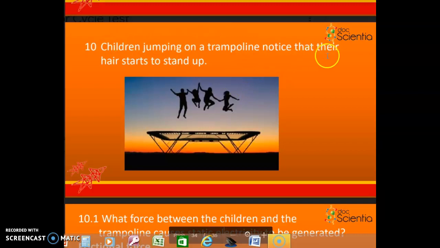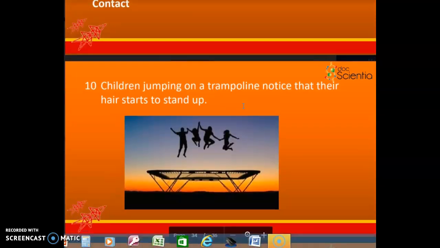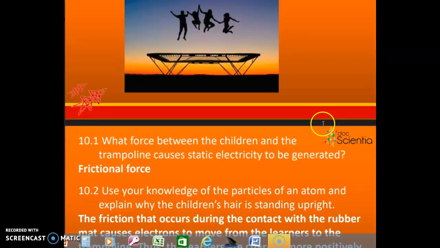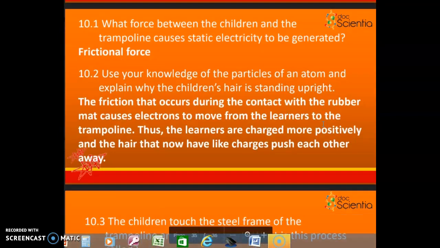Number 10. Children jumping on a trampoline notice that their hair starts to stand up. Number 10.1 asks, what force between the children and the trampoline causes static electricity to be generated? The friction of their feet rubbing on the trampoline. So friction force, frictional force is the answer.